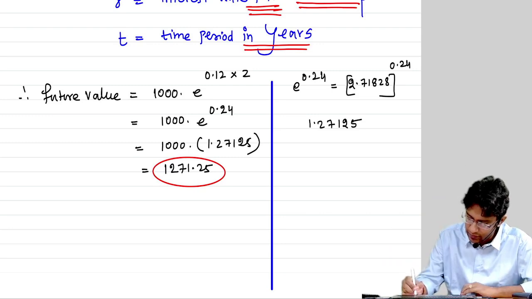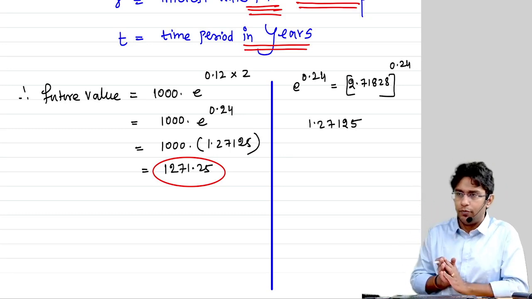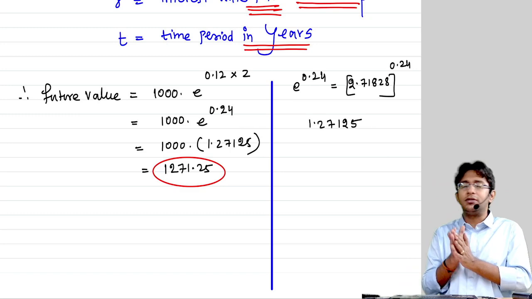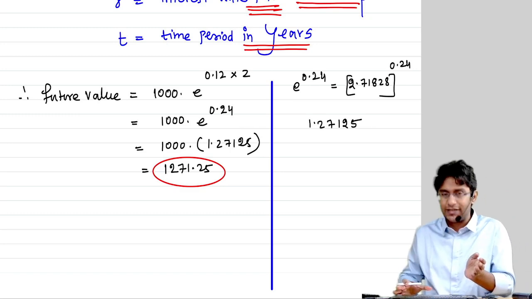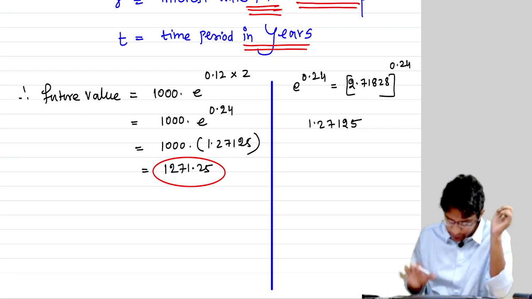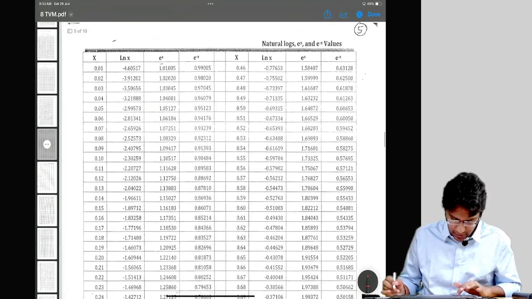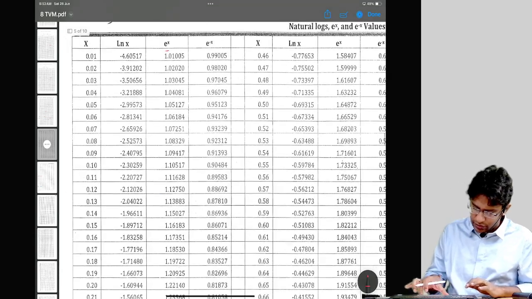Now, sir, I literally made you work out e power 0.24. Okay. Now, sometimes instead of this, we can use exponential series tables also, if the question gives you that. This will be part of your time value of money table, sir. But anyway, it will look like this. Just watch this.